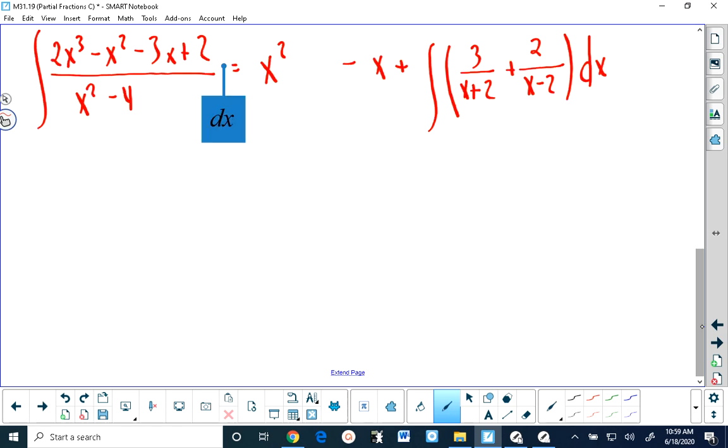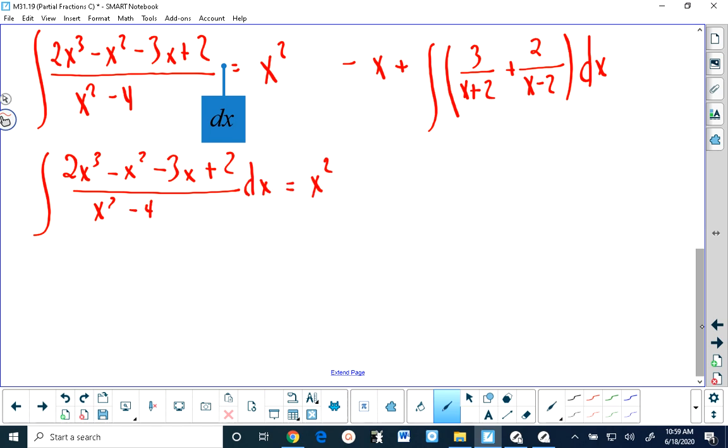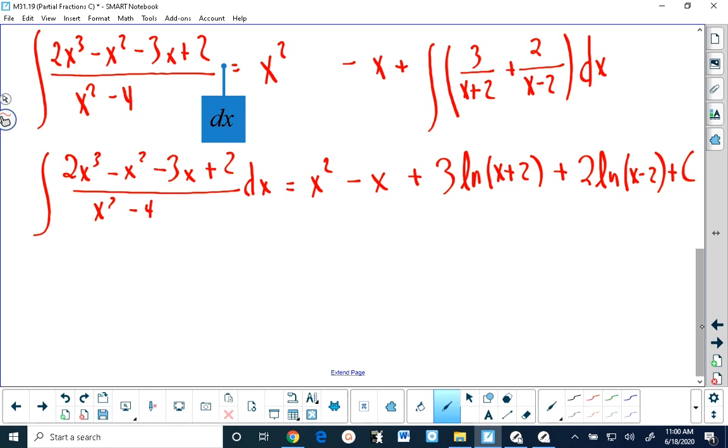What we have to do now is integrate those two terms. So we have the integral of (2x³ − x² − 3x + 2)/(x² − 4) dx is equal to x² − x plus, well, what's the antiderivative of 3/(x + 2)? It's 3 multiplied by the natural logarithm of x + 2, plus 2/(x − 2), anti-differentiated gives 2 times the natural logarithm of x − 2, plus your constant.